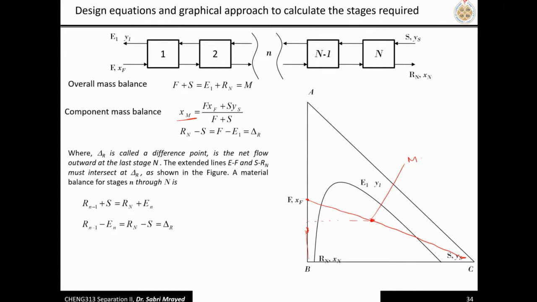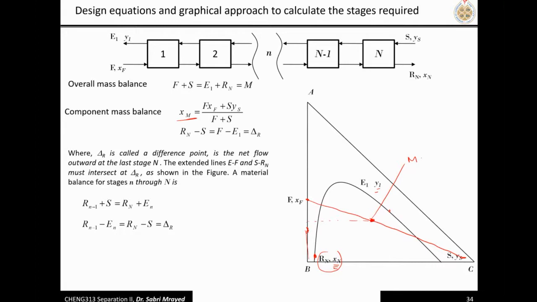Now I cannot draw any random line that is going to pass through the M point. I need to know either this one or this one. So in the statement of the problem, you will be given either the location of xn or y1. One of them is going to be given to you.